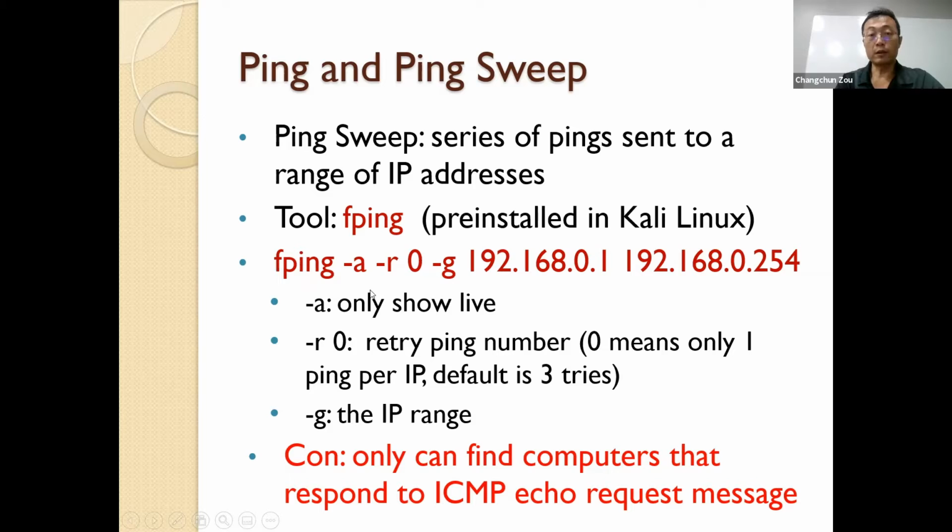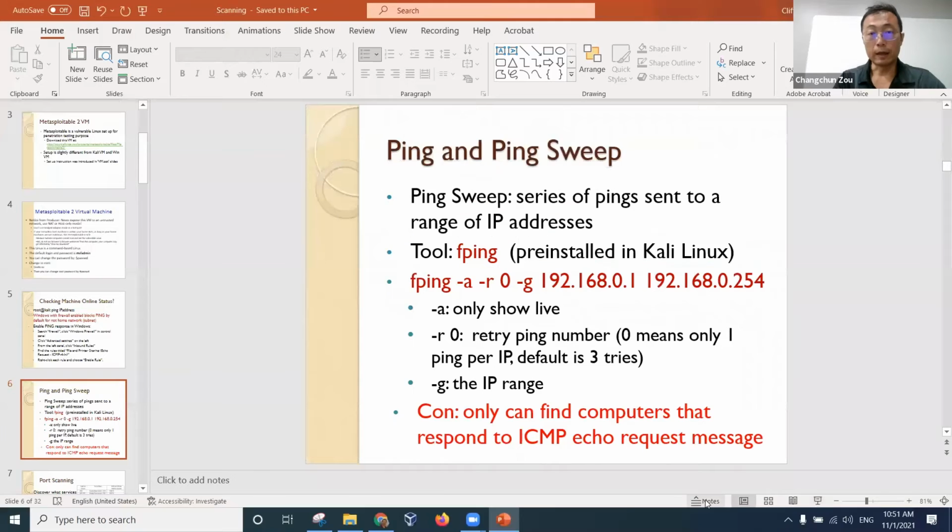So this is very efficient, but of course it will generate a flood of traffic to every IP address within the subnet. So it can be very easily detected by the administrator in the target system. They can clearly see someone is sending ping messages sequentially to every IP address within their network. Another disadvantage is that it can only find computers that respond to the ICMP echo request message. As I said, many computers don't respond anymore. So this is fping.